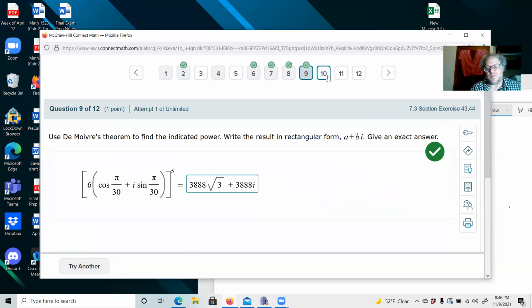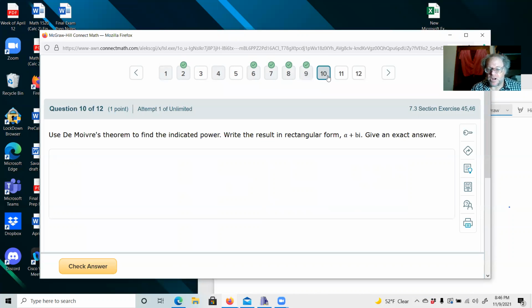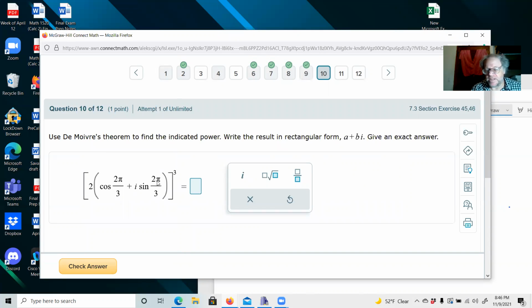So that's pretty much what we're going to use de Moivre's theorem for. There are a couple of other applications for this thing. If you're able to take roots, they work very similarly. So to the 1/3 power, to the 1/4 power, it's a very similar idea.